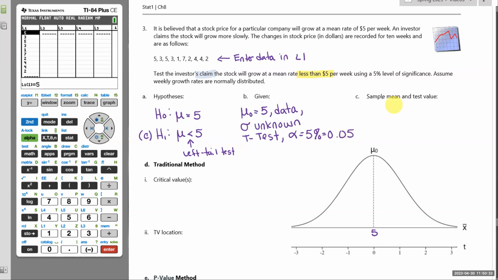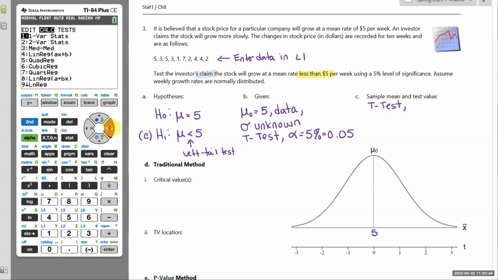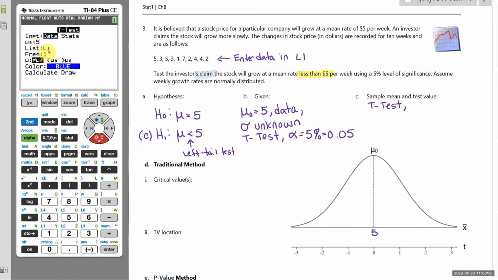And let's go ahead and run our t-test. And I'm going to record the sample mean and then also the test value. So we'll run our t-test. So when we go to our tests, t-test, now that I have data, I'm going to switch my input on the calculator to the data option. I'll still enter my mu naught. The data is entered in list 1. Frequency is 1. You never change that because there's one of each number. That's all that means. We do want to switch ourselves to a left tail test, less than the mu naught number, and calculate.